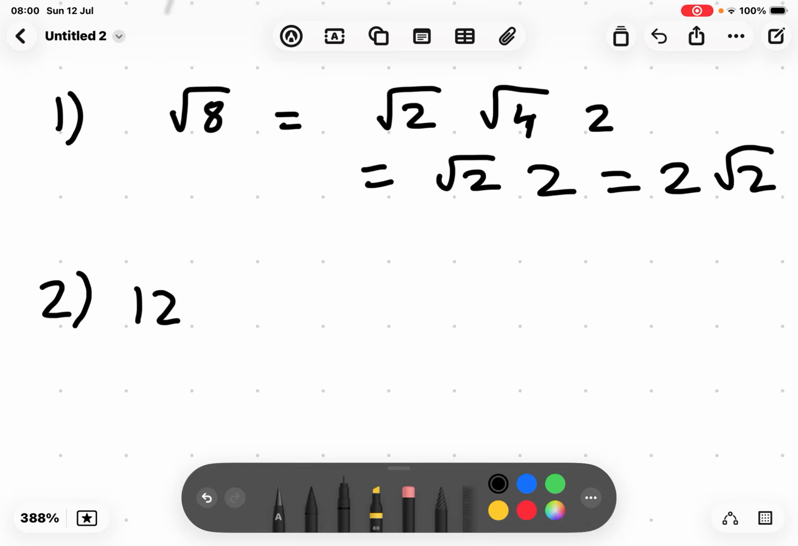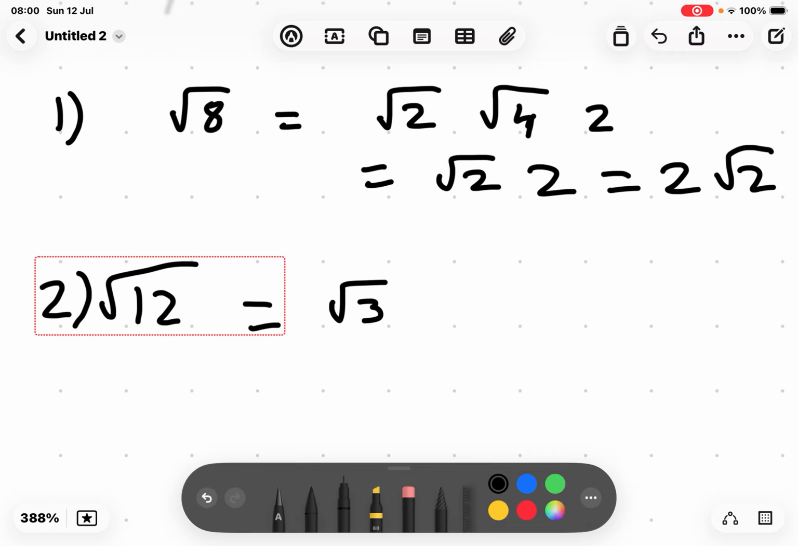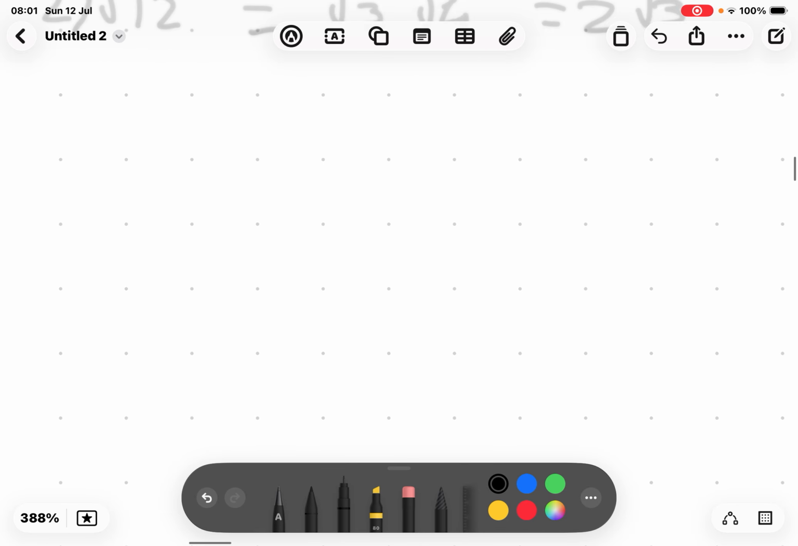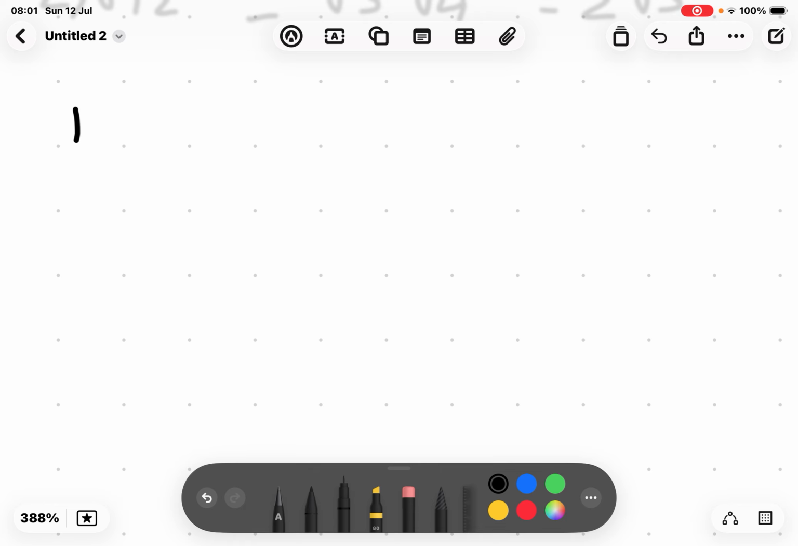And then same with 12. For example, we know square root of 4 is 2 already. So we're just going to do this, and our end result is just straight away going to be this. Pretty common if you ask me.